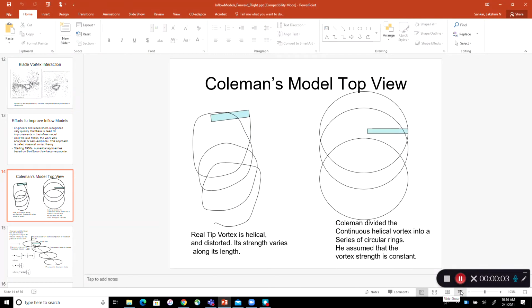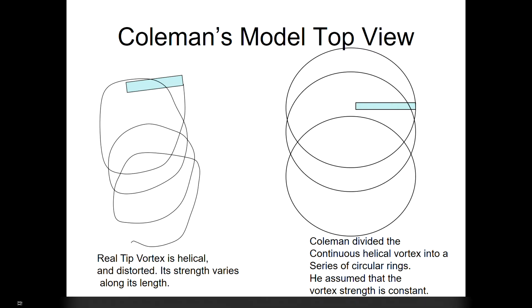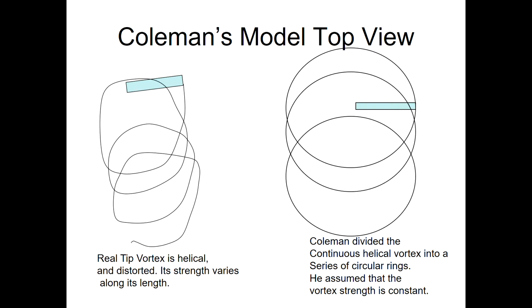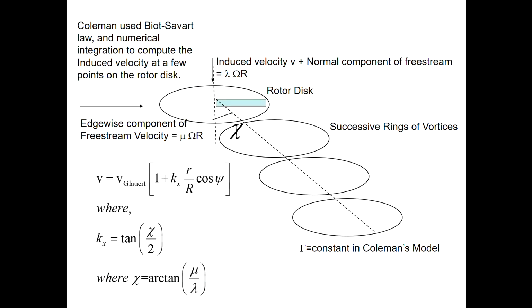We'll continue with our study of advanced inflow models. So far we have looked at Coleman's model, where you take one single vortex, which is a helical, distorted structure, break it, think of it as a spring, break it, and then each ring of a circular part of the spring, squash it into a circle. So you get a nice closed circle. This looks like the way it is in the top view. This is the side view.